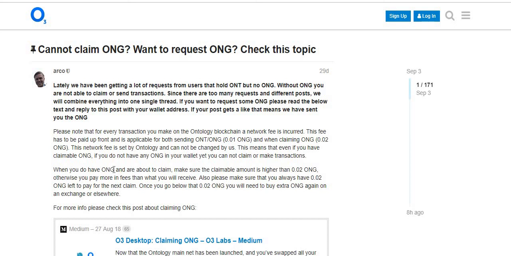And so when you do have ONG you're about to claim, make sure the claimable amount is higher than 0.02 ONG. Otherwise, you pay more in fees than what you will receive. Makes sense? Also, please make sure that you always have 0.02 ONG left to pay for the next claim.